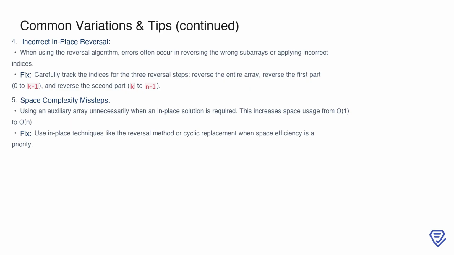Additionally, some solutions unnecessarily use extra space when an in-place solution is more appropriate. For example, relying on an auxiliary array when the task specifies constant space increases the space complexity to O(n). To address this, methods like the reversal algorithm or cyclic replacement should be used when space efficiency is a priority.